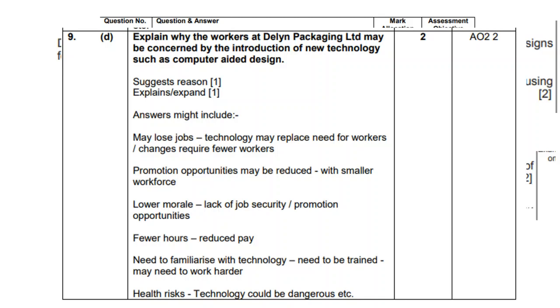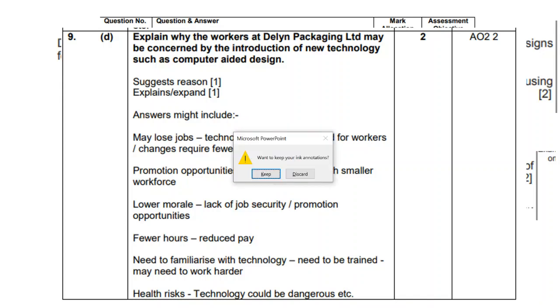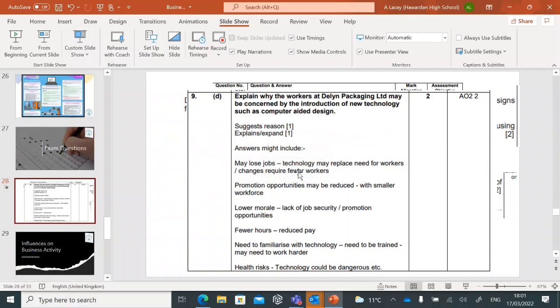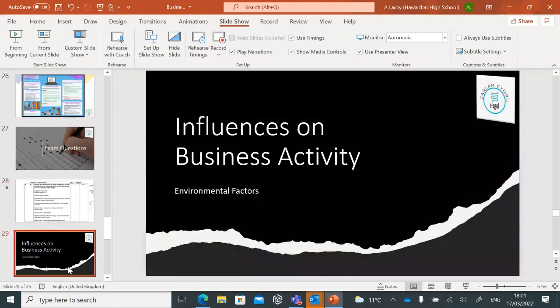Okay, so that is, I think it's about 6 o'clock now. Yeah, 6 o'clock. So we'll leave it there. I have got a few others to go through with you, but I'll leave that for next week. And we'll start next week on looking at environmental factors of influences on business activity.